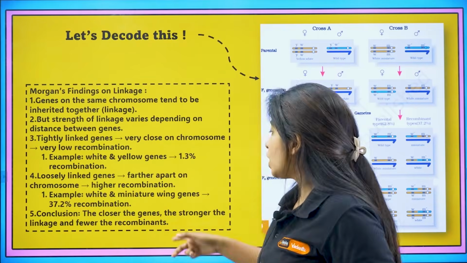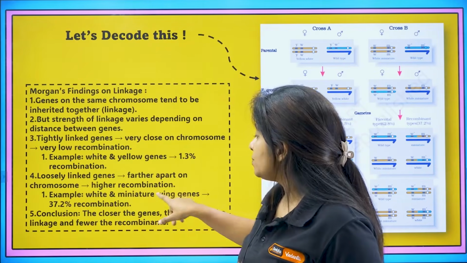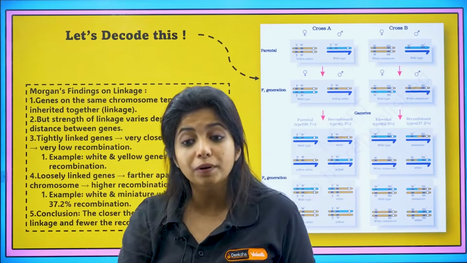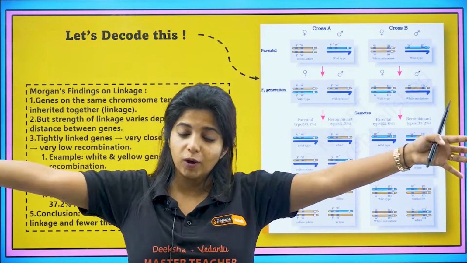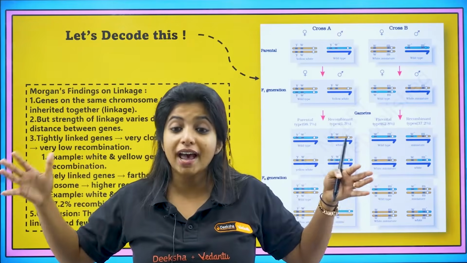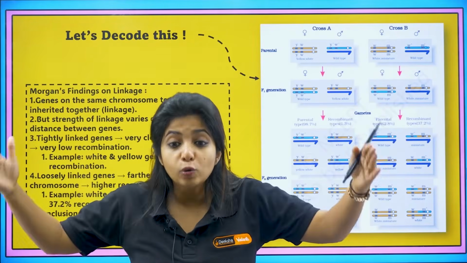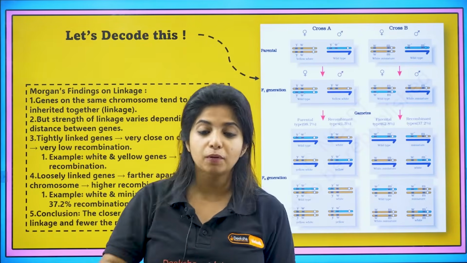Now it is said that white and miniature wing genes show 37.2% recombination. 37.2% means too much recombination, and if that much recombination has to happen, the genes are located far away from each other. They are loosely linked. You get it? So that type of question would be coming in.